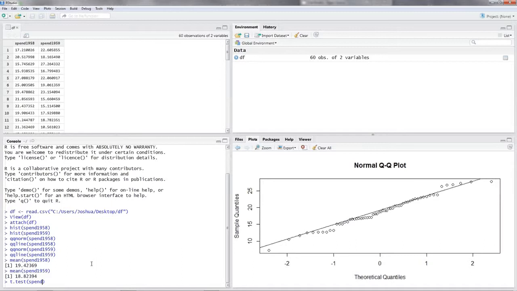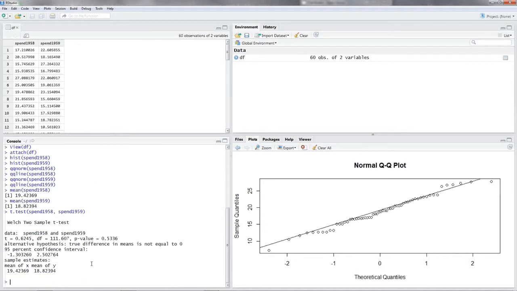We want to compare the means of the spending in 1958 and the spending in 1959. Hit enter, and okay, now this looks confusing. Let's take a look at the output. So data tells us what means we're actually comparing, and the t value, right here in df, that is degrees of freedom. This is important to calculate the following p value.